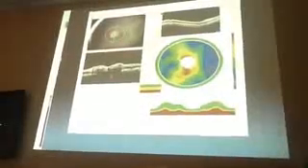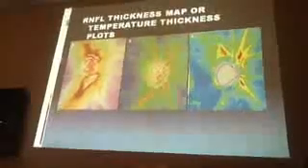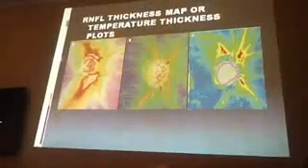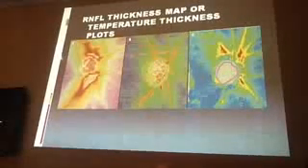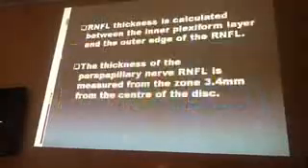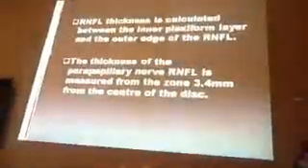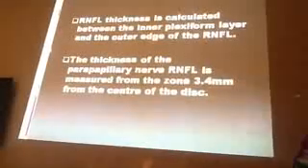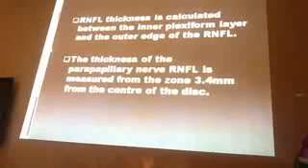This shows us the scan position. These are the tomograms when the scan was going on. So what exactly is this retinal nerve fiber layer thickness map? What's the significance? It's also known as the temperature thickness plot or temperature thickness map. These are the various things. The retinal nerve fiber layer thickness is calculated between the inner plexiform layer, if you remember what we saw, and the outer edge of the retinal nerve fiber layer.